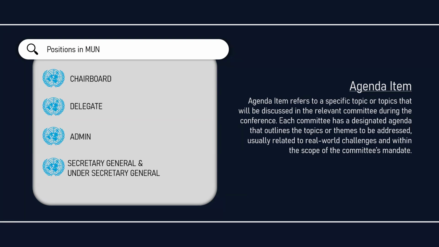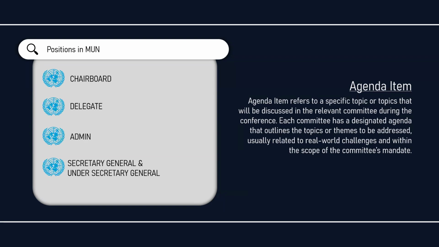A delegate represents a specific country and defends its policies by participating in debates, drafting resolutions, and voting. Admins assist with logistics, distribute documents, manage time, and support the chairboard and delegates throughout the sessions. And lastly, the Secretary General is the head of the entire conference and oversees all operations. And the Under Secretary General assists in managing specific departments or committees.